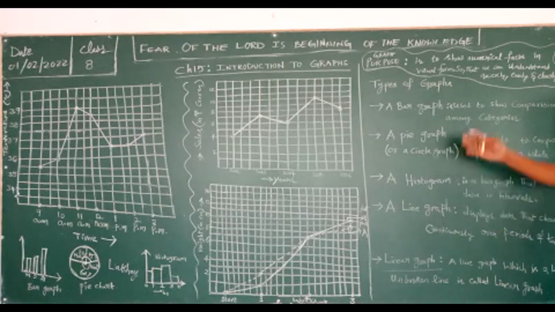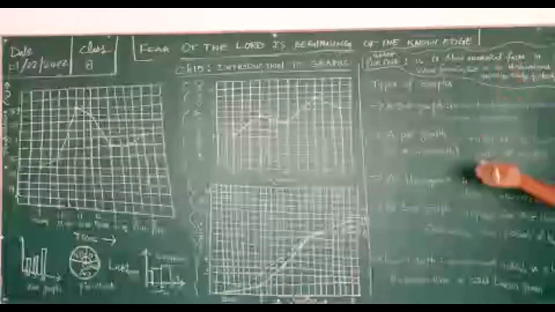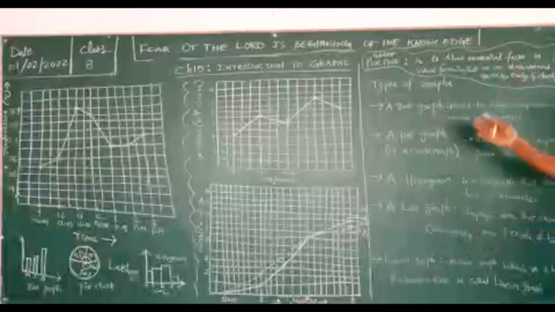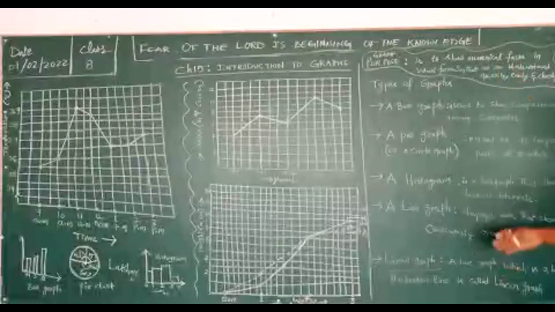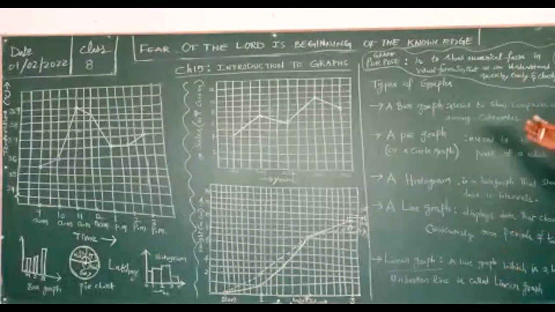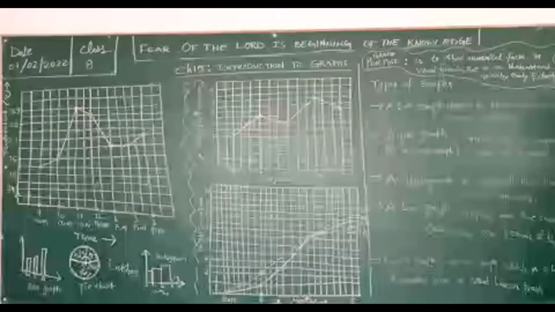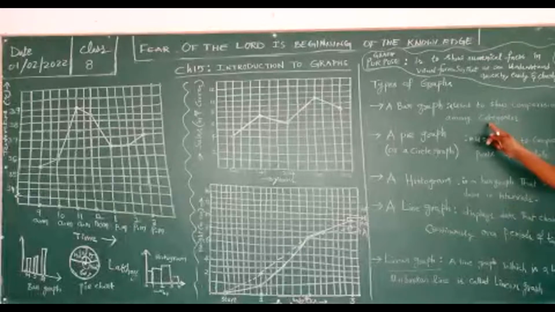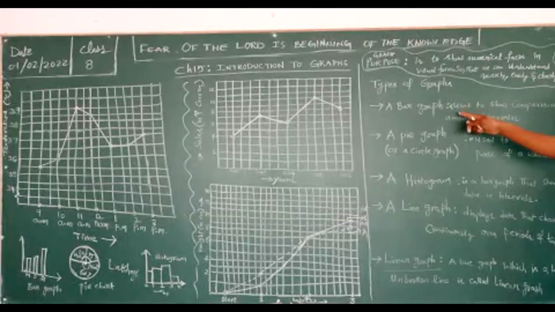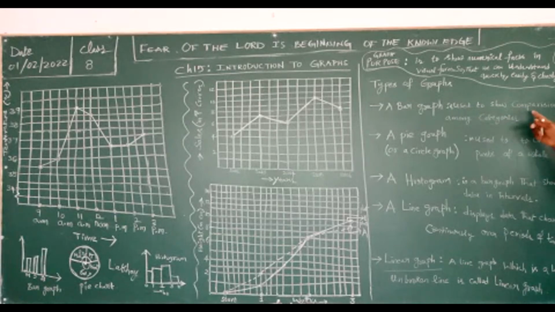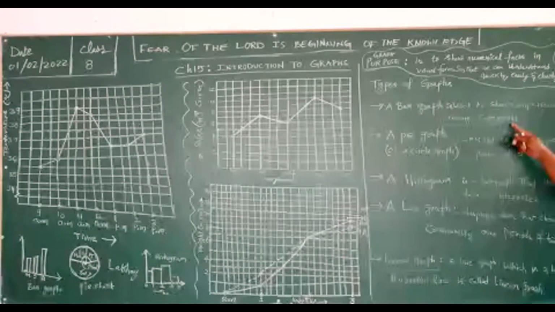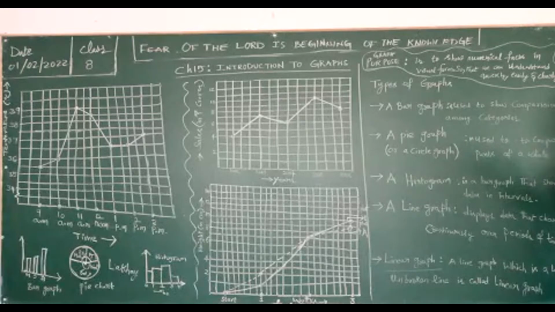So, in maths, how many students scored good marks? And in English, how many students scored good marks? In Hindi, how many students scored good marks? In such a way rectangular bars are drawn. So that is what is written here. A bar graph is used to show comparison among categories. So to compare, we are going to use the bar graph.